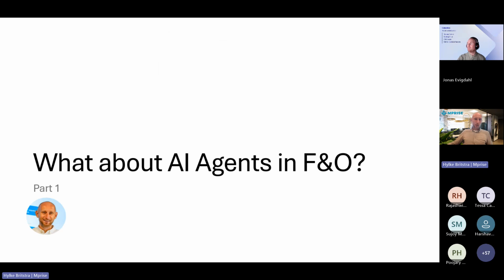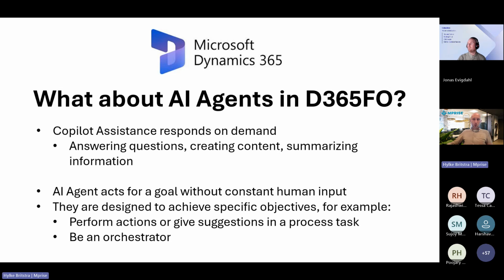And the first part is, what about AI agents in F&O? I think most of you know Copilot already, the Copilot assistant which responds on demand. That is how I explain it. If you want an answer to a question, if you want to generate content, if you want to summarize information, you can use Copilot for it, which means that you as a user can use Copilot as the assistant, as the co-pilot for a task that you want to do. The user is asking and Copilot will respond to that.